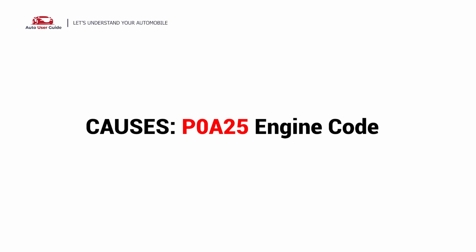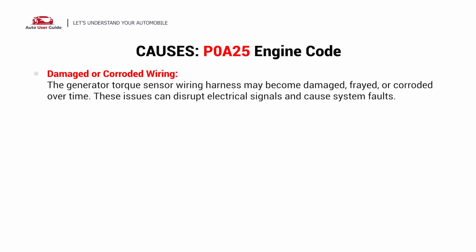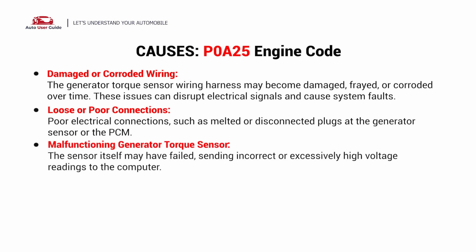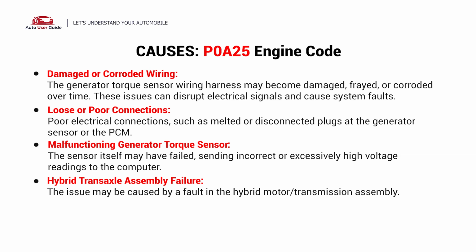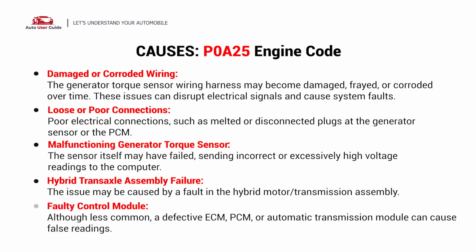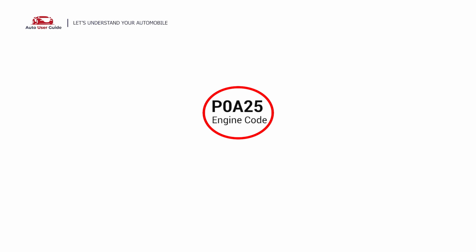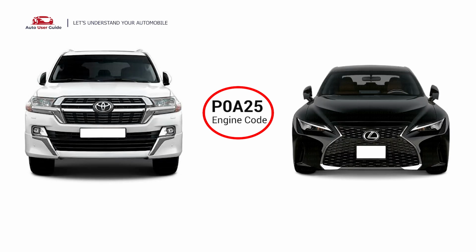This error can be caused by these possible faults in your vehicle: damaged or corroded wiring, loose or poor connections, malfunctioning generator torque sensor, hybrid transaxle assembly failure, faulty control module. Each DTC code corresponds to a specific issue in your vehicle. This error code occurs in any OBD2-equipped vehicles, especially in those manufactured since 1996, and it is commonly found in vehicles like Toyota and Lexus.